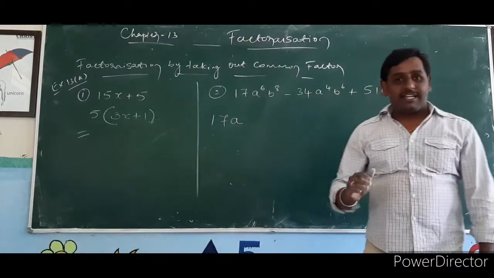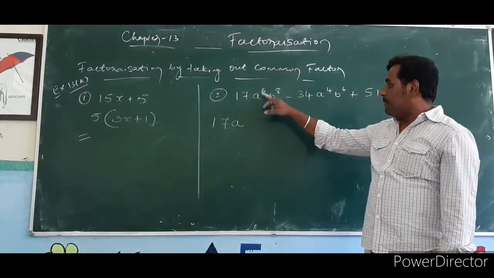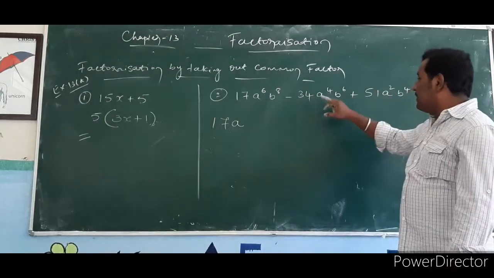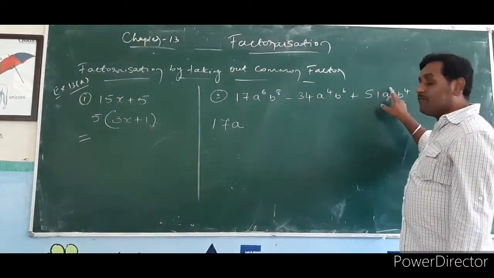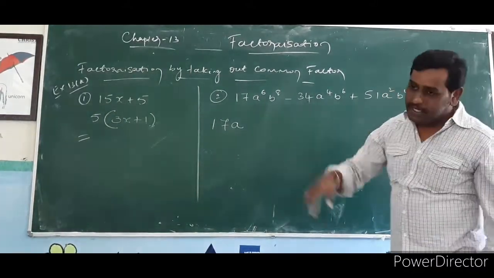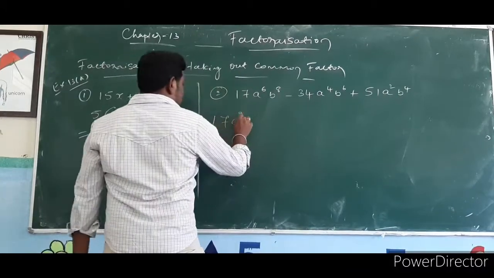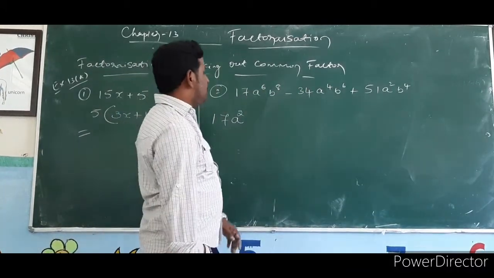Is that enough? No, we have to check the power also. Here a to the power of 6 is there, here a to the power of 4 is there, here a to the power of 2 is there. Which is the least? 2. Then you can take the least power. A common variable with the least power you can take outside.